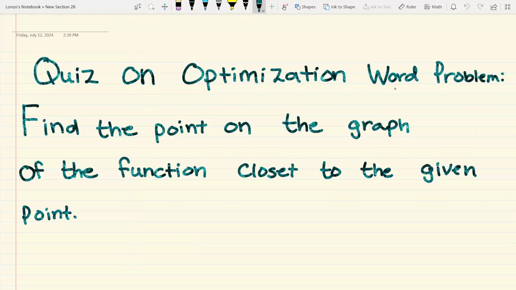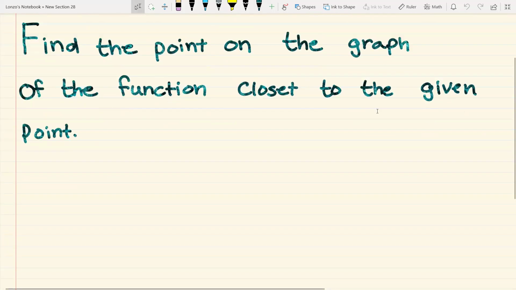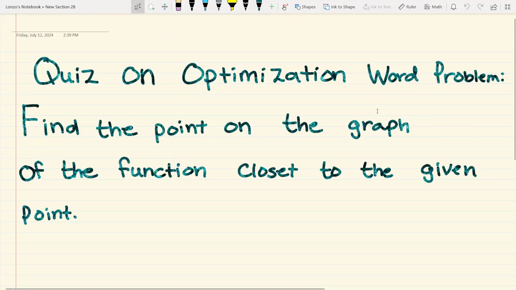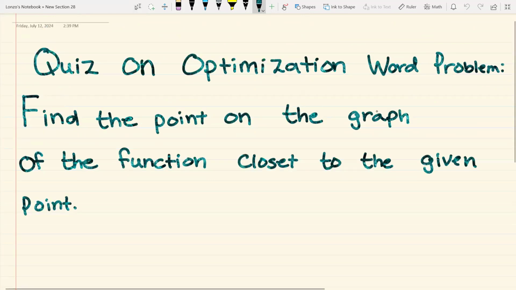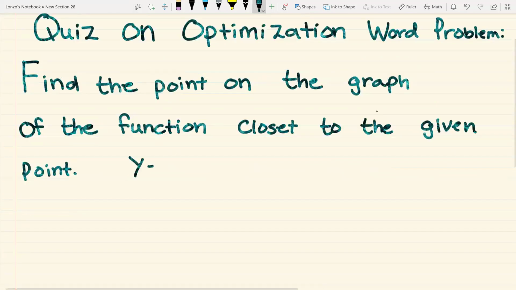Hello, in this video, I will do a quiz on optimization word problem. It says find the point on the graph of the function closest to the given point. And I did not write the function or the point. So the function is y equals square root of x from the point 4, comma 0.